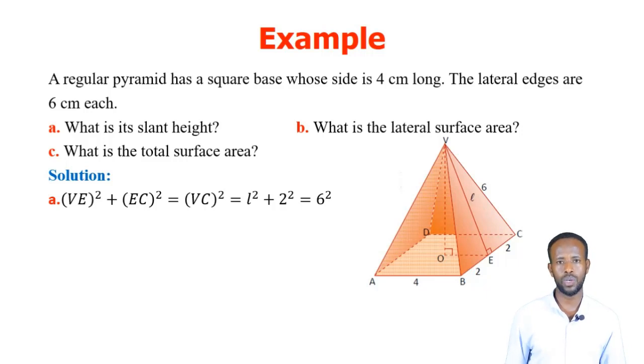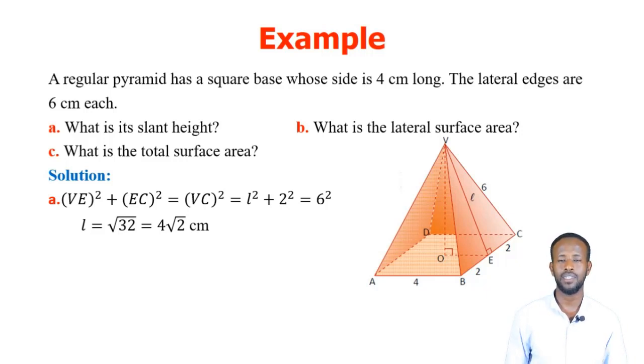So to find L squared, we will take the 4 to the right side and say 36 minus 4, it will become 32. So L squared is equal to 32. That means L is equal to radical 32, which is equal to 4 radical 2 centimeter. Now the slant height, we get this answer. It is 4 radical 2.